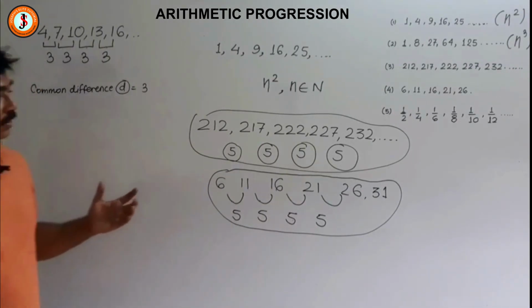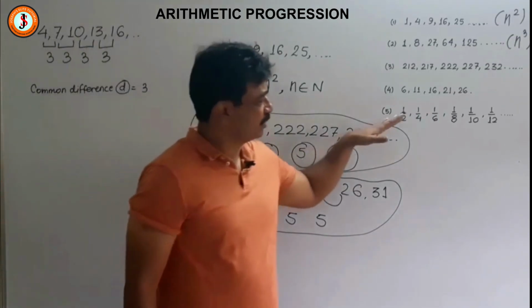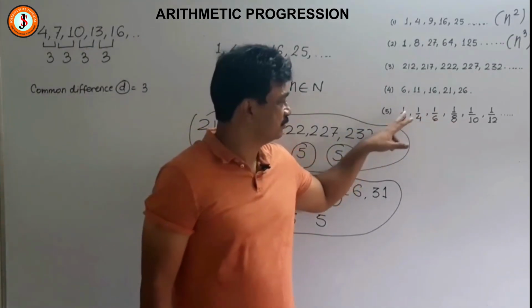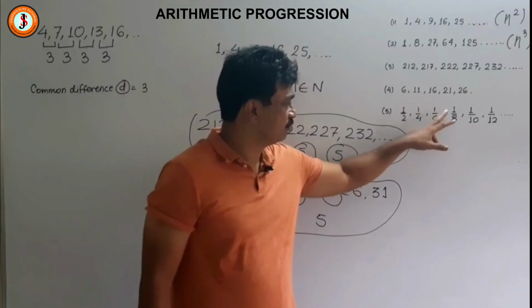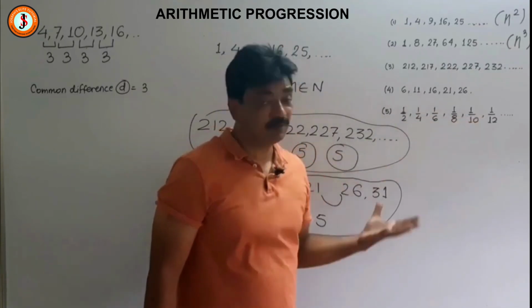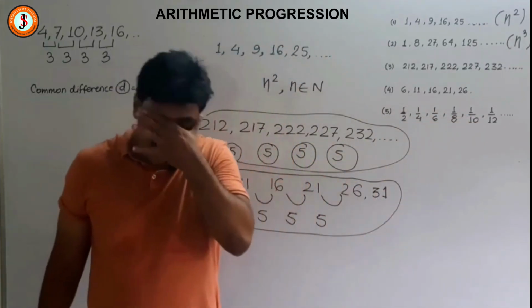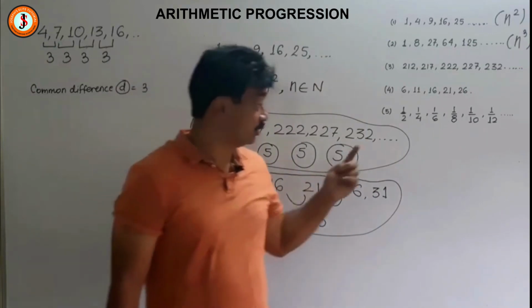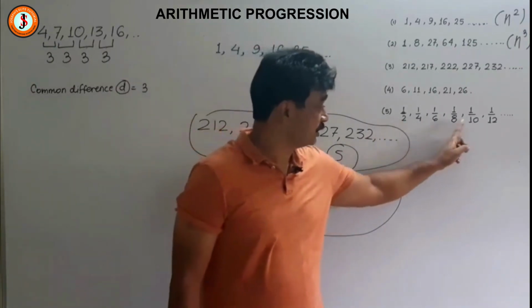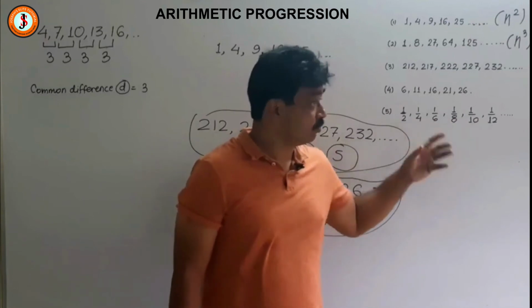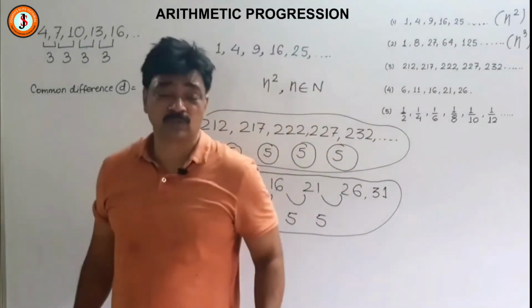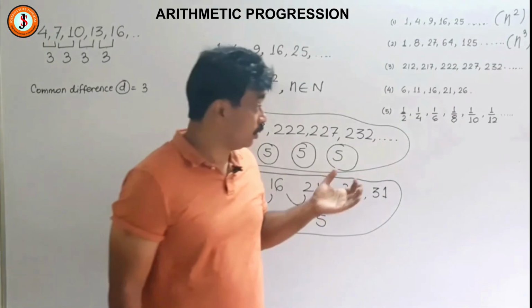Now if any sequence is such that it is 1 by 2, 1 by 4, 1 by 6, 1 by 8, 1 by 10, 1 by 12, initially no pattern appears, but when you carefully examine the denominators 2, 4, 6, 8, 10 and 12, the denominators are in arithmetic sequence. So such sequences are called harmonic progression.